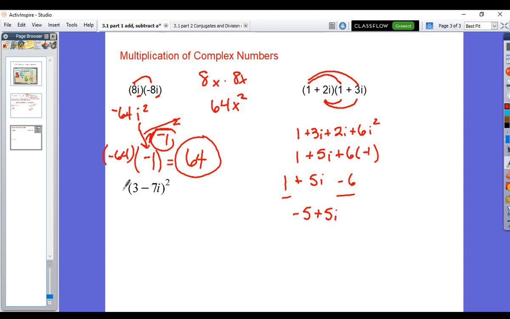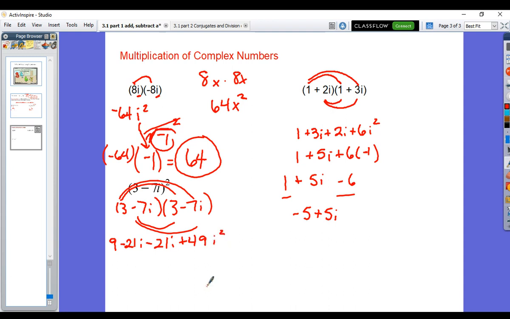Now, let's look at this problem. We're saying 3 minus 7i squared. Remember, that is saying you're going to do 3 minus 7i times another 3 minus 7i. And just like before, we distribute the work. So 3 times 3, 3 times negative 7i, negative 7i times 3, and negative 7i times negative 7i. So 3 times 3 gives us 9. 3 times negative 7i is negative 21i. Negative 7i times 3 is also negative 21i. And negative 7i times negative 7i is positive 49i squared.